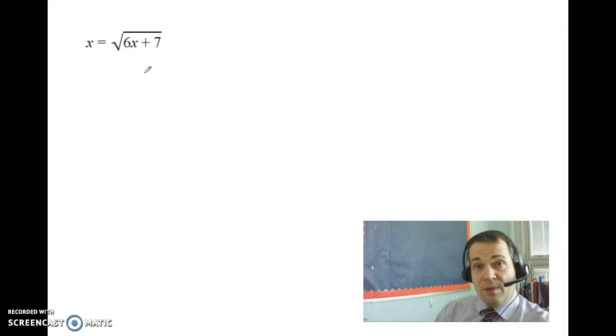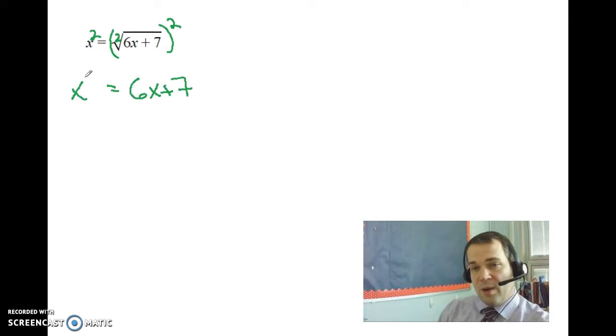The way to get rid of a radical is to use the equally powerful exponent. So this is a square root. We all know the implied value of this root is 2. So I'll take both sides to the second power. And the square root and the square will cancel each other out, giving the right side of 6x plus 7. And the left side becomes x squared.